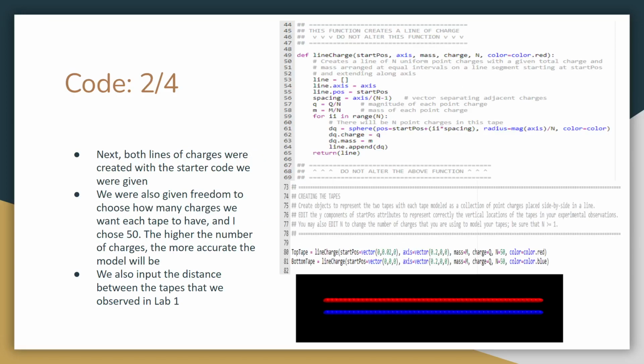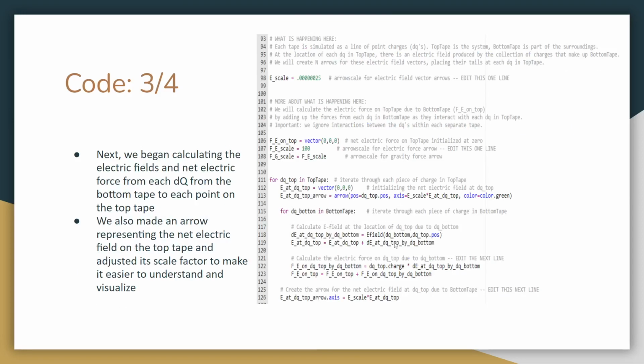So then moving on, next this is pretty much just a starter code that we use to create the actual lines of charge. And we were given freedom to choose how many charges we wanted to have, and I chose 50, as the larger the number, the more accurate the model will be. And we also inputted the distance, as you can see right here, the start pause, to accurately reflect the distance we found in Lab 1 between both the tapes.